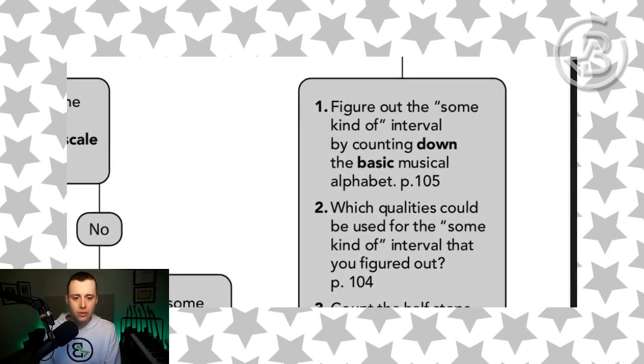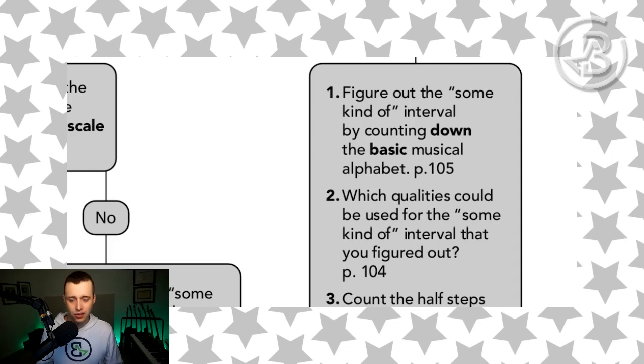You're going to follow the steps of figuring out the some kind of interval. So let's say the top note is B and the bottom note is F. So we're going to count backwards down the basic musical alphabet. So B, A, G, F. That's some kind of fourth.